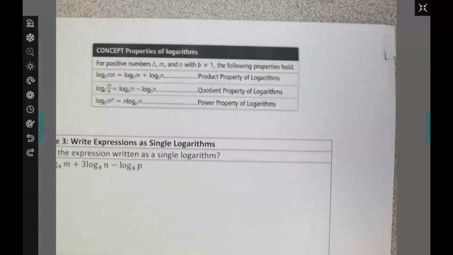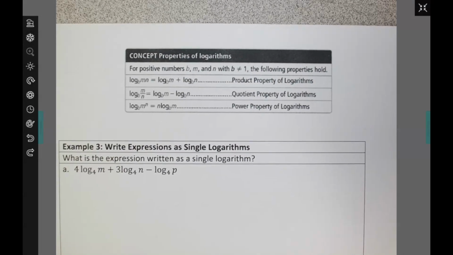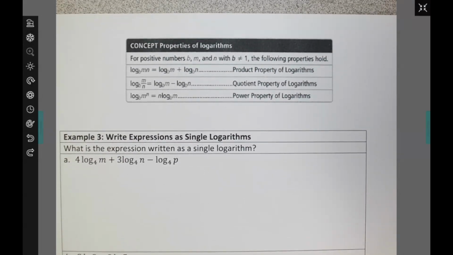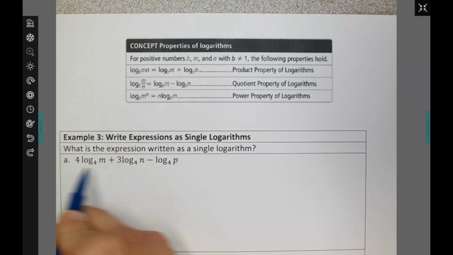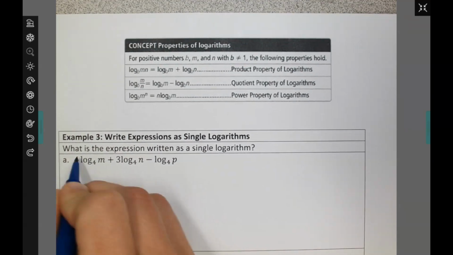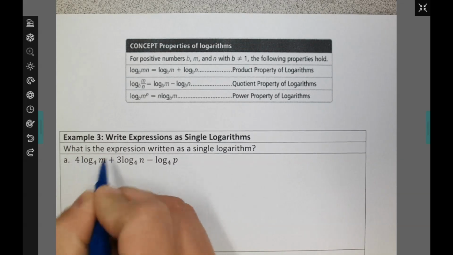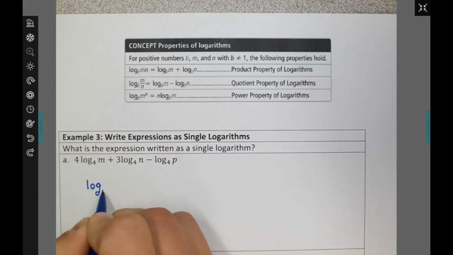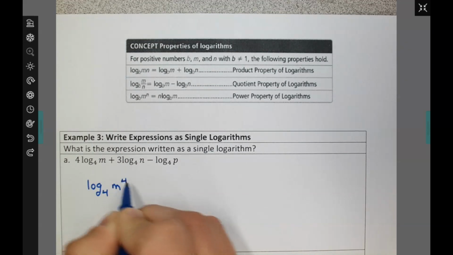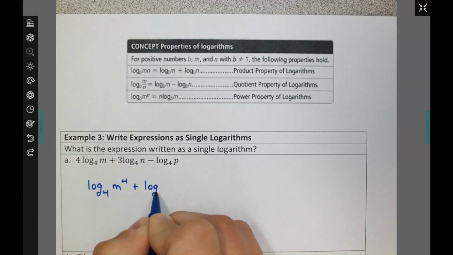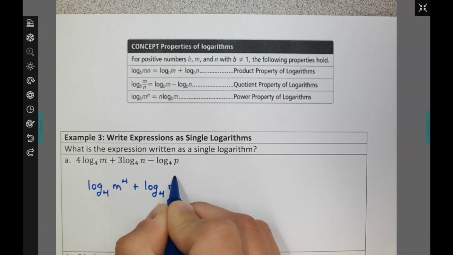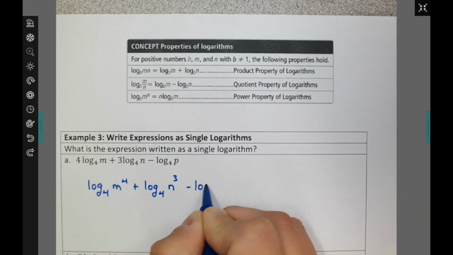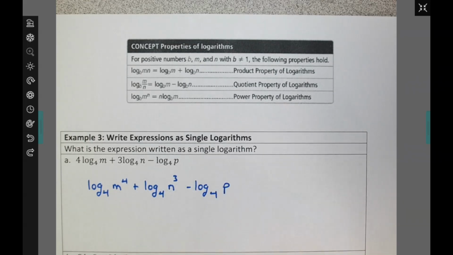Example 3, on the other hand, we're working backwards, so we want to condense now. So we're just working opposite. We're using the same three properties we had before, but we're working backwards. So what that would look like here, first off, I look at exponents. So we do have exponents going on. So the number out front is the exponent that goes back up top. We got log base 4, m to the 4, plus log base 4, n to the 3, and this minus log base 4 of p on the n.